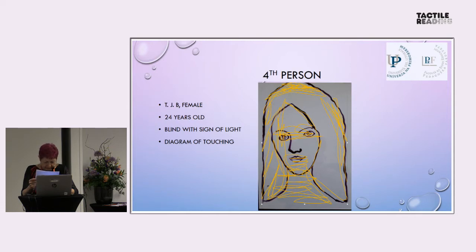Then TJB, the fourth person, 24 years old, blind with sense of light, but she was blindfolded during the experiment. She touched it with both hands. You can see this in these yellow lines. She put her palms on the picture and investigated from the middle of the picture to the side. She recognized the face after 2 minutes.